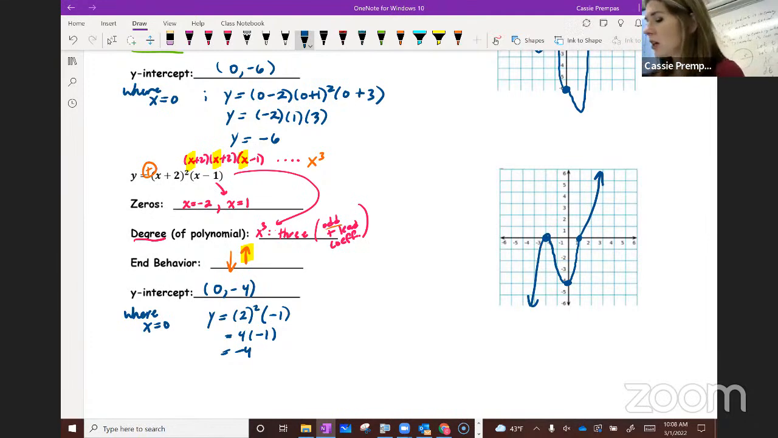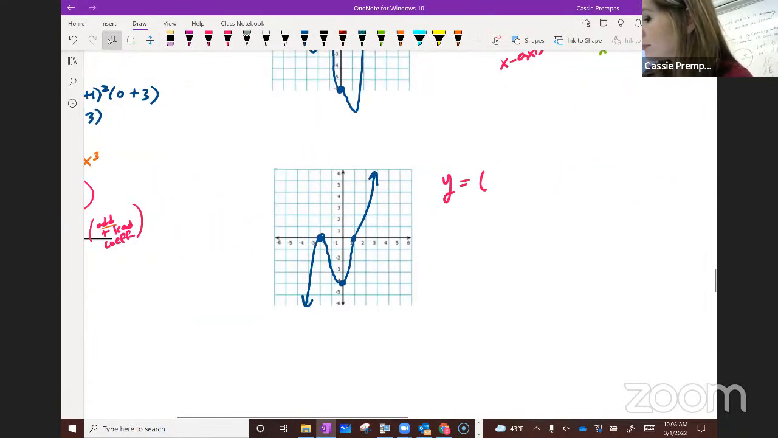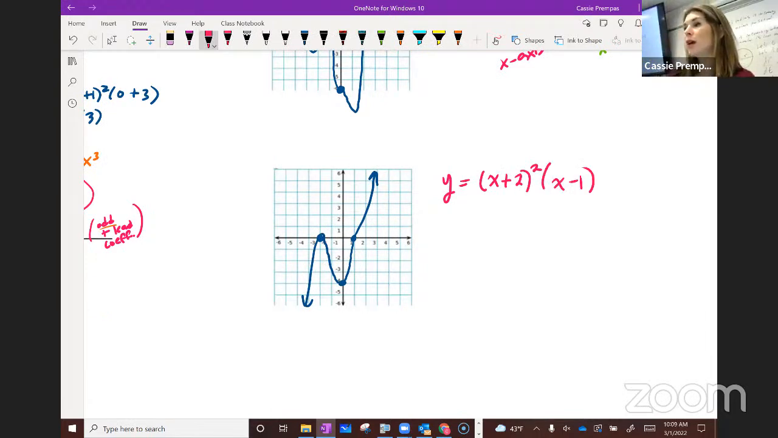Okay, so here's where we're going to confirm what you guys have already seen. Go ahead and rewrite the equation. Y is equal to quantity x plus 2 squared times quantity x minus 1. Write the zeros down so that you can see it on the graph. This 0 would be at negative 2, and this 0 would be at 1.